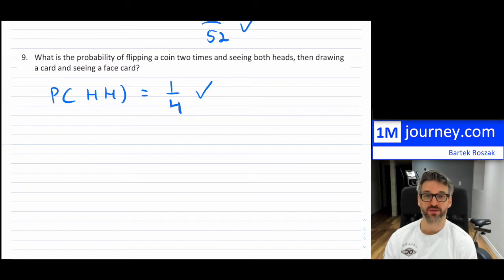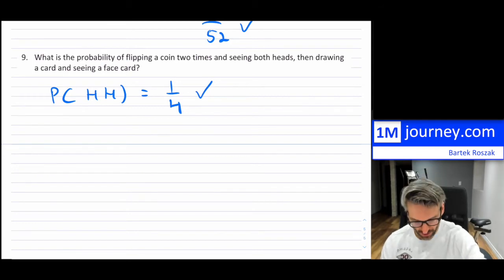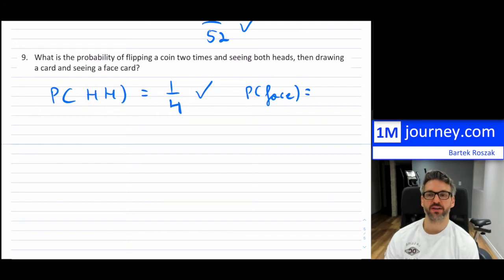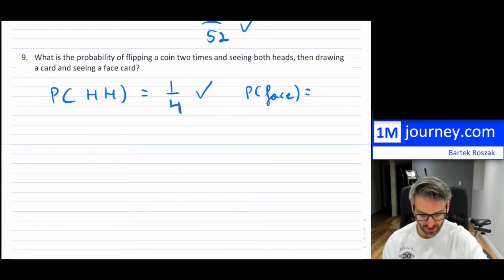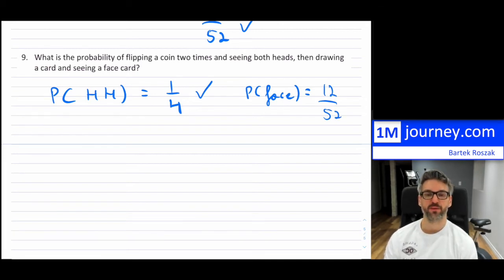Now we're going to draw cards and we're going to see a face card. Well, what's the probability of seeing a face card? There are 3 face cards, jacks, queens, kings. There's 4 of each of them. So that means 3 times 4, which is 12. So 12 out of 52. So that's what we have. So probability of face card.